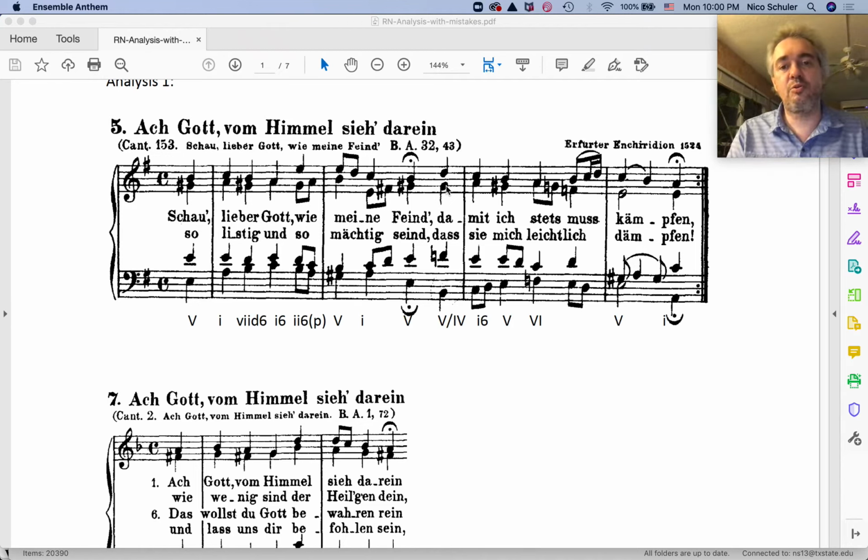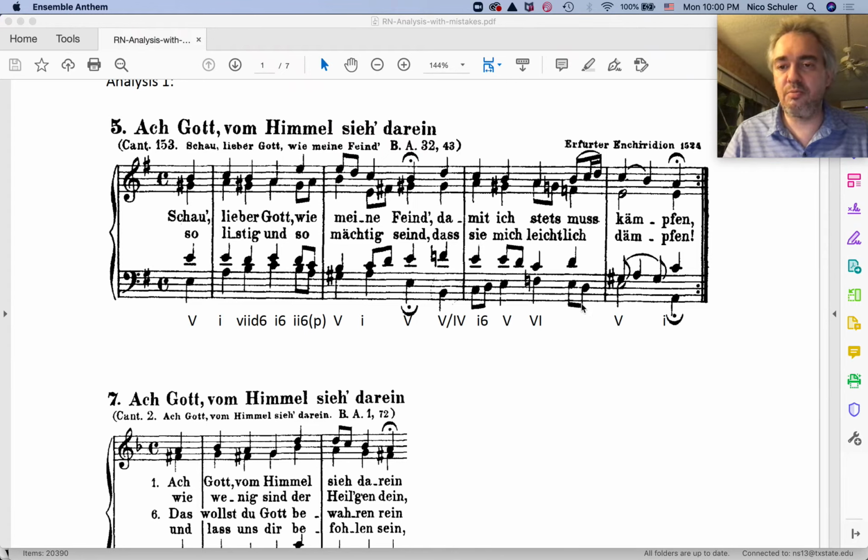Fully diminished seventh chords usually function as leading tone chords, and in fact it goes to A, so G sharp to A. So this is 7 diminished 6-5, since the third of the chord is in the bass. 7 diminished 6-5, going to 1-6, going to 5, going to 6.